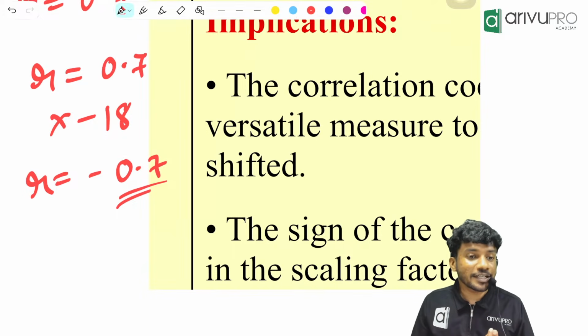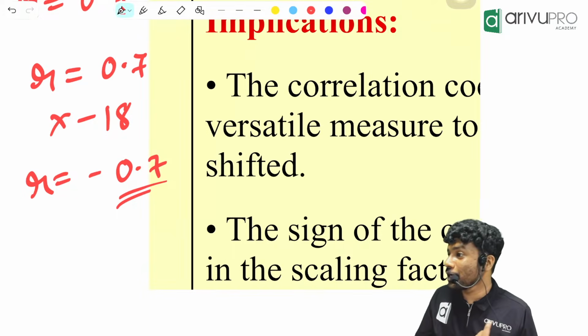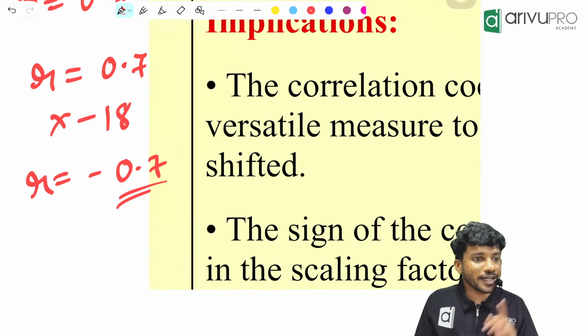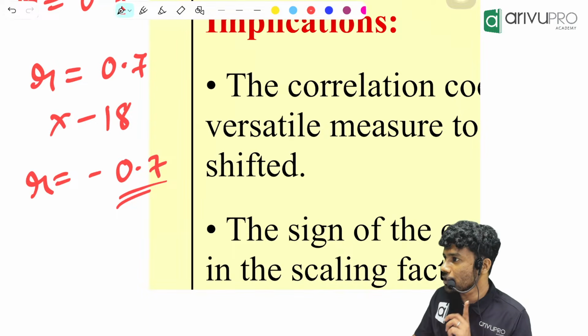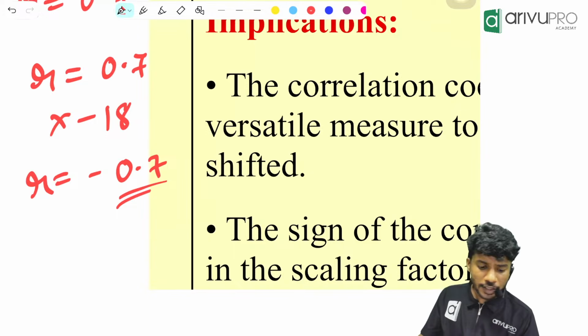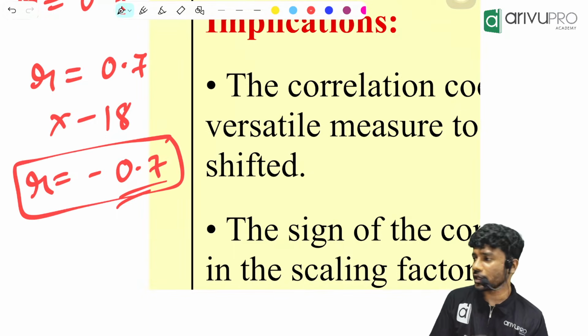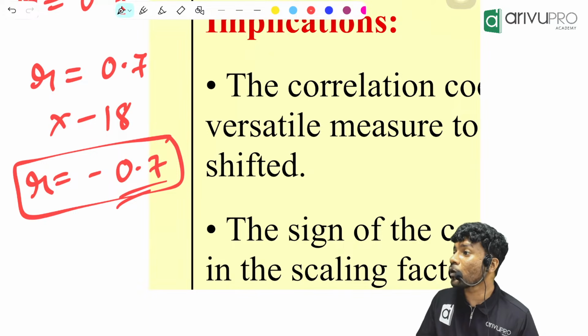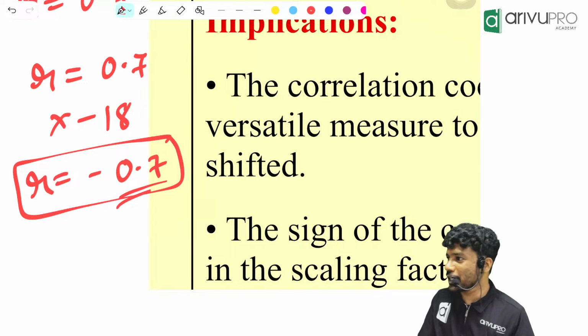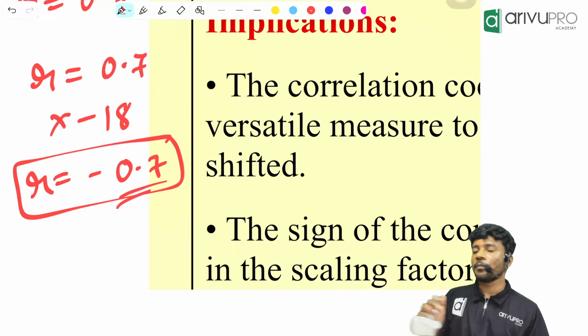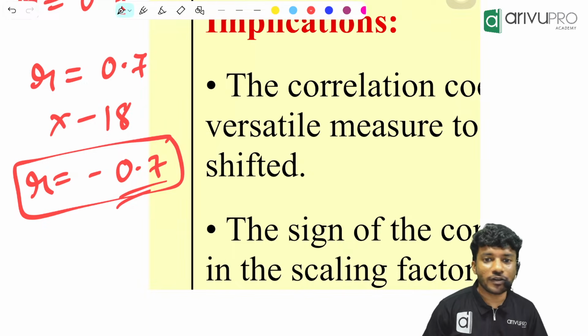Now it is changing, right? When I am multiplying with a negative number, it is changing. That's why I am telling that it is affected by change of scale. Understood, Adil? Got it? So R can become negative, right? Yes, but it cannot be more than 1 and less than minus 1. It should be between what and what? Minus 1 and plus 1. That is the condition for our R.